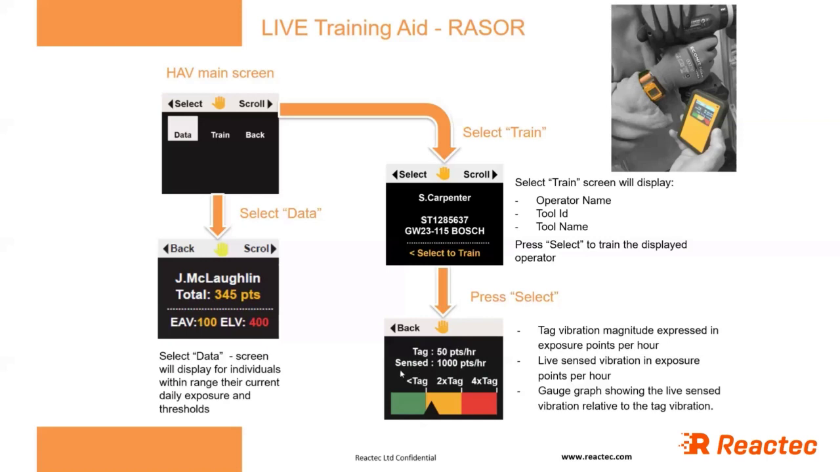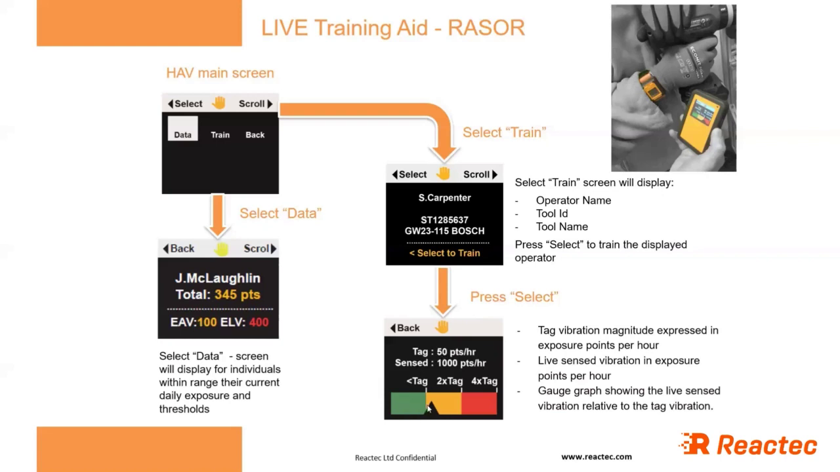And then you see the sensed information based on the real vibration magnitude as determined by the HAVWEAR while the tool is being used. So as you stand watching the tool being used, the sense number will vary depending on the vibration magnitude that's actually being experienced, whereas the tag number will be fixed. You can also use this mode without a tag having been used, in which case there would be no tool information, and the tag information here in terms of points per hour would be blank.